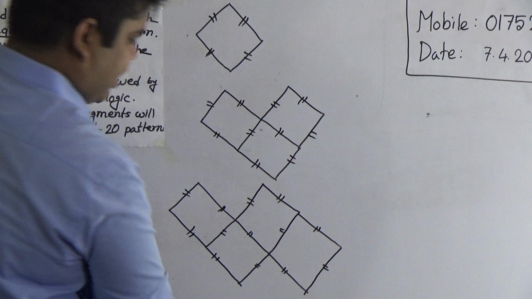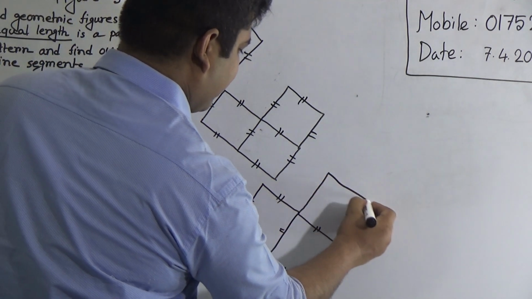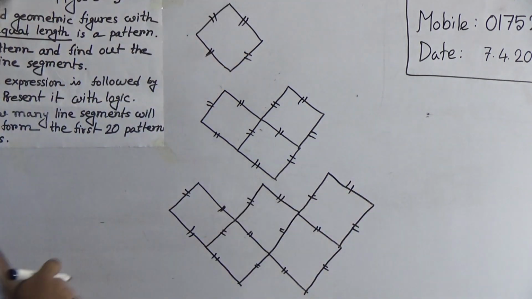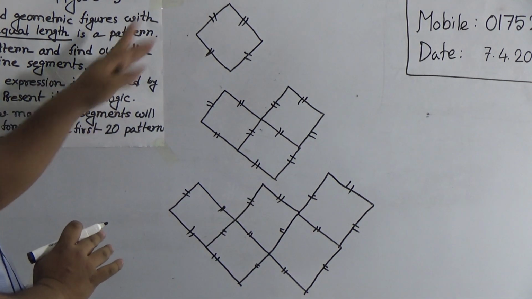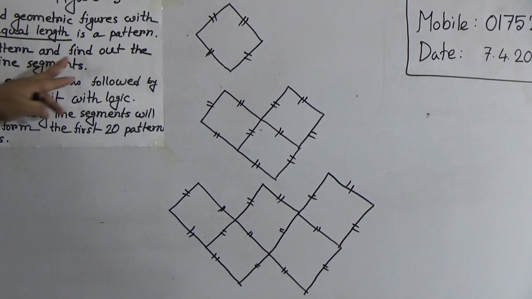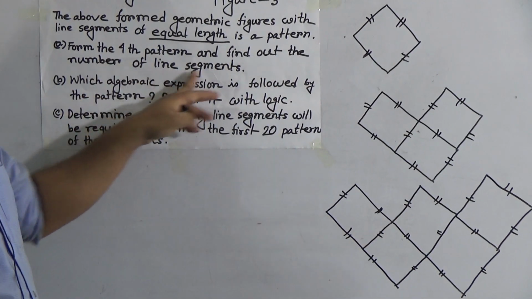All the sides are equal, and here we draw another one equal to the previous one. Notice this is figure 3. Just like this, you shall draw the fourth figure, but I don't draw this fourth figure, you have to draw that. So the second part of question A: find out the number of line segments.